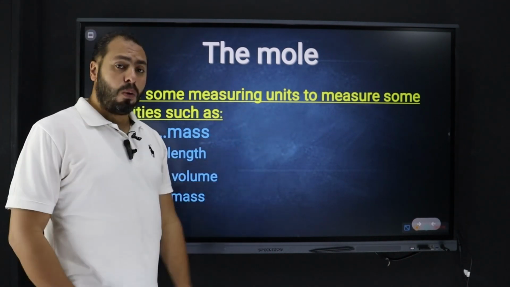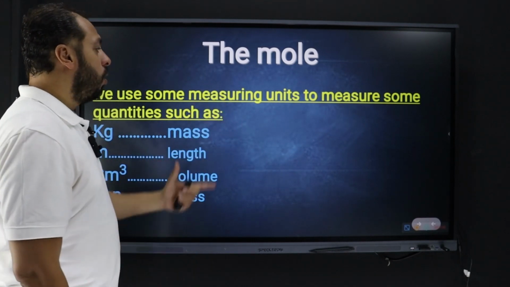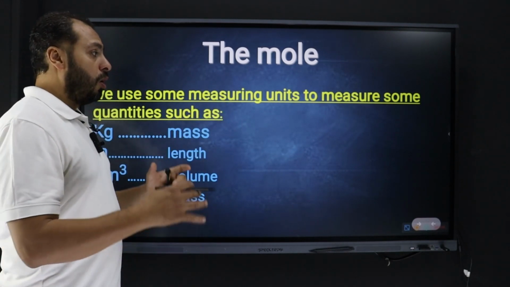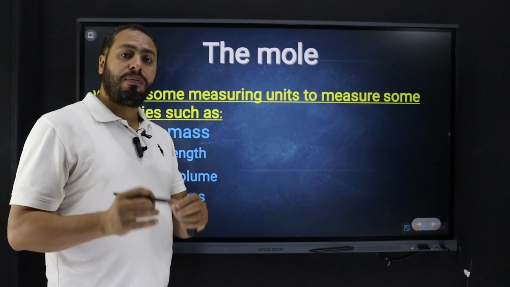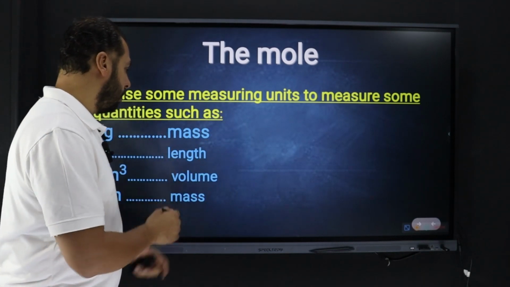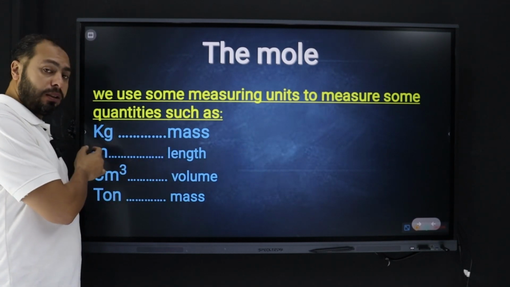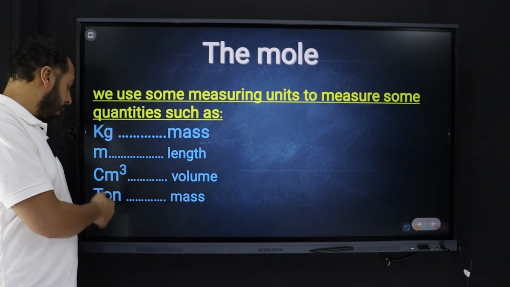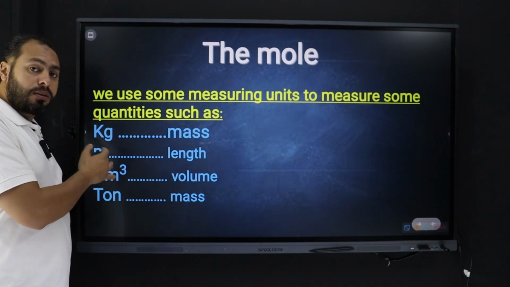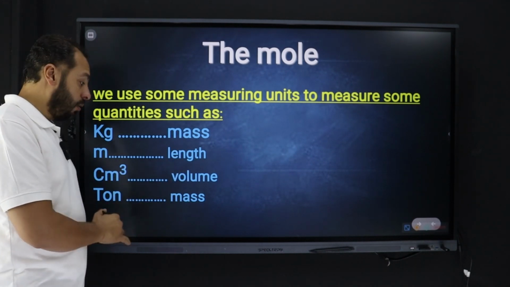As we see in our title, the mole. What is meant by mole? We know all physical quantities around us have measuring units. Like mass has a measuring unit kilogram, gram, ton, and so on. Length has a measuring unit meter, centimeter, millimeter.